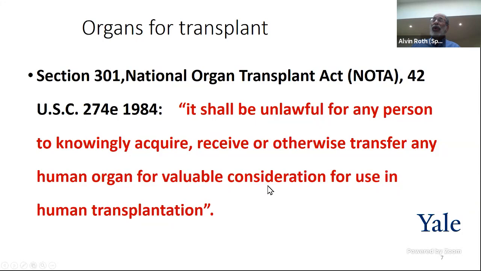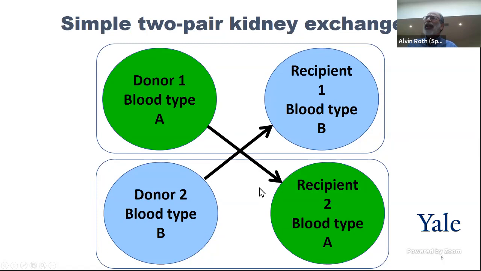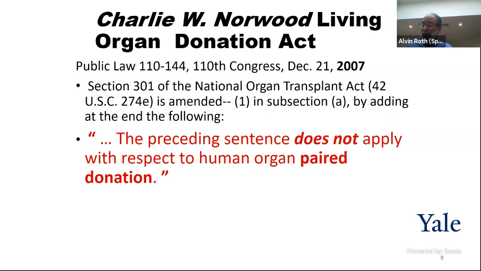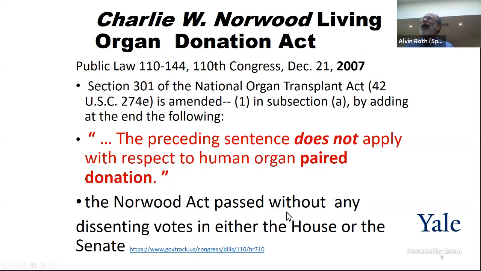So when you look back at that kidney exchange, you might wonder, and the Department of Justice wondered, whether this was legal. Maybe this is a repugnant transaction. These people all want to do it. It's going to save two lives, but maybe it's against American law. And the Department of Justice dithered and they wouldn't write us a memo saying that it was legal. And Congress got together after three tries and passed an amendment that said the preceding sentence does not apply with respect to human organ pair donation. And that was passed without any dissenting votes in either the House or the Senate. So while buying a kidney is a repugnant transaction in the United States, kidney exchange is not.